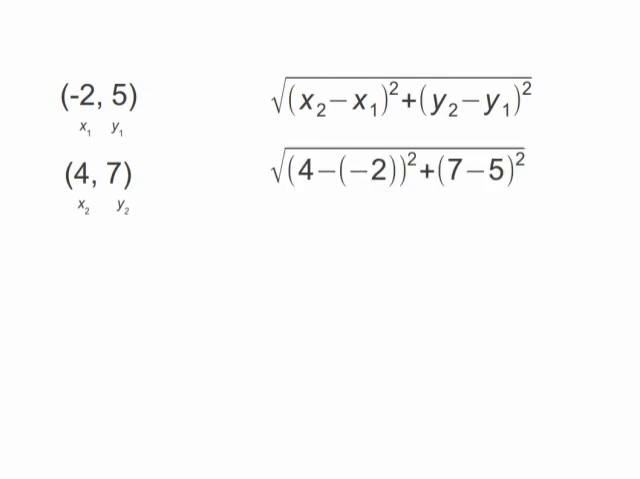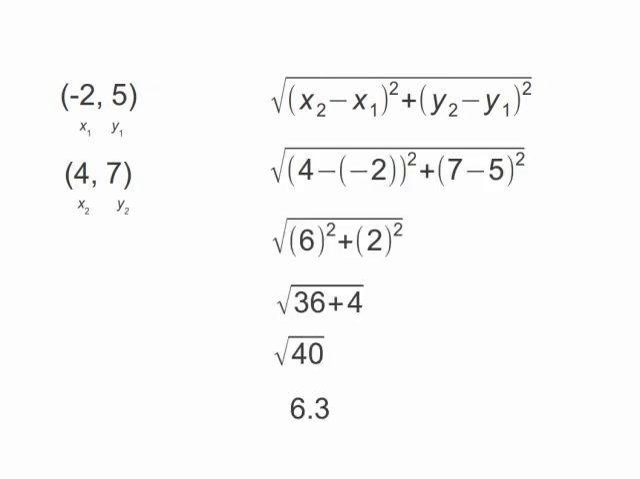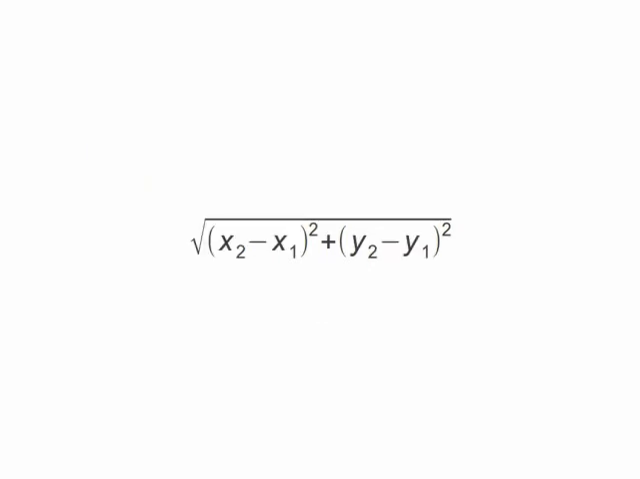Back to the original problem, we have a line whose endpoints are -2, 5 and 4, 7. How long is the line? The line is approximately 6 3/10 units long. The distance formula is the square root of the change in x squared plus the change in y squared.